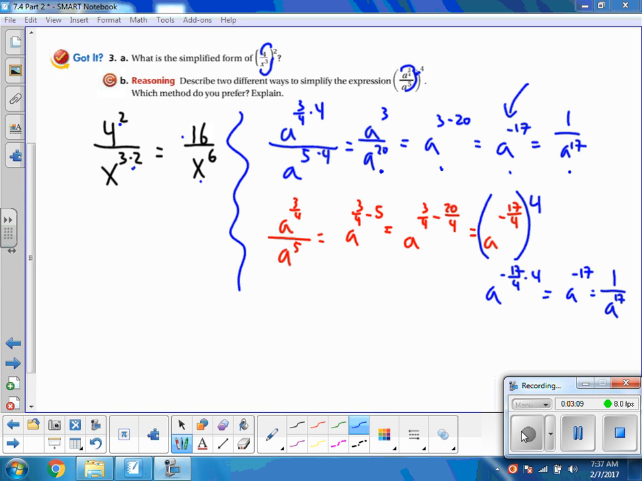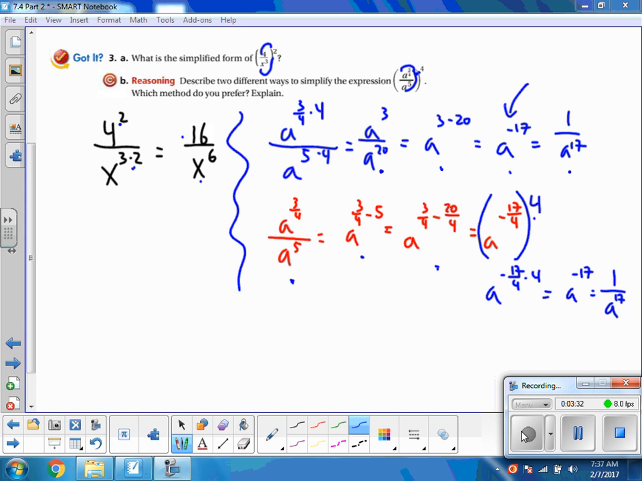The other way I did it is I took inside the parentheses and simplified my terms because they both had the same base. And so I had 3/4 minus 5 using my quotient rule and subtracted those out. I did have to change my 5 to 20 over 4, so I could do some subtraction on this one. I end up with a to the negative 17/4 power, which seems a little bit funky, but we're just going to keep simplifying.